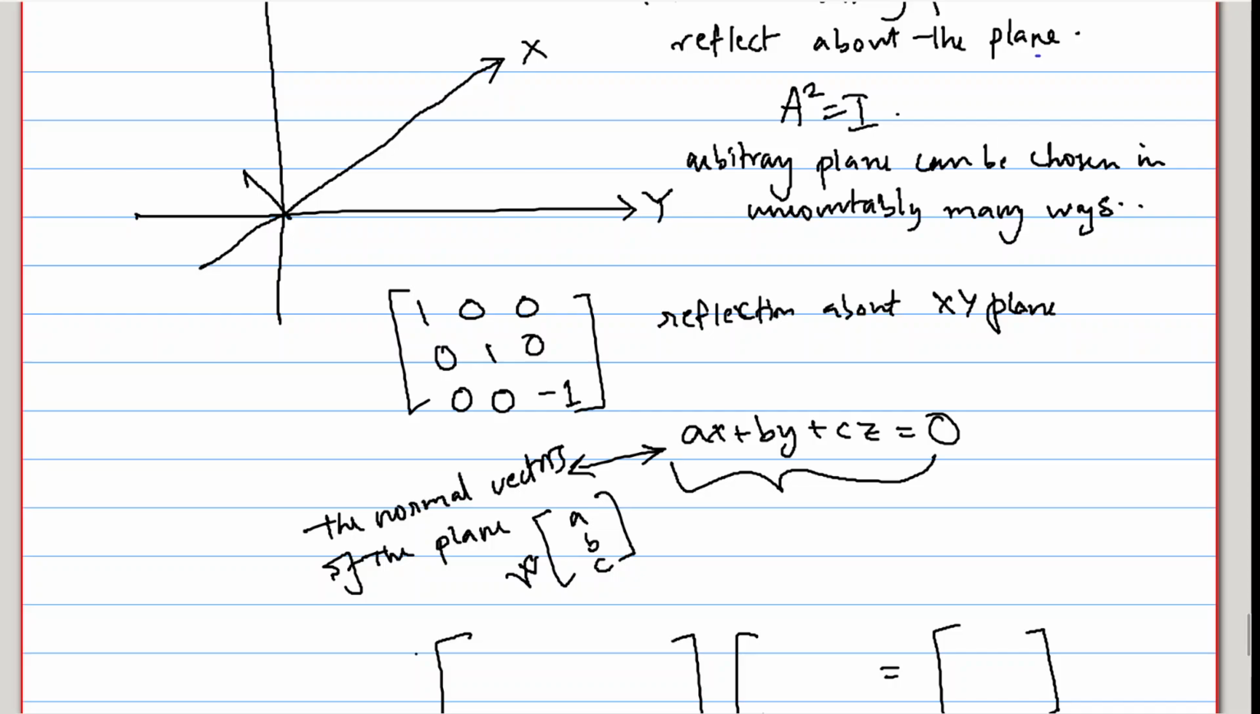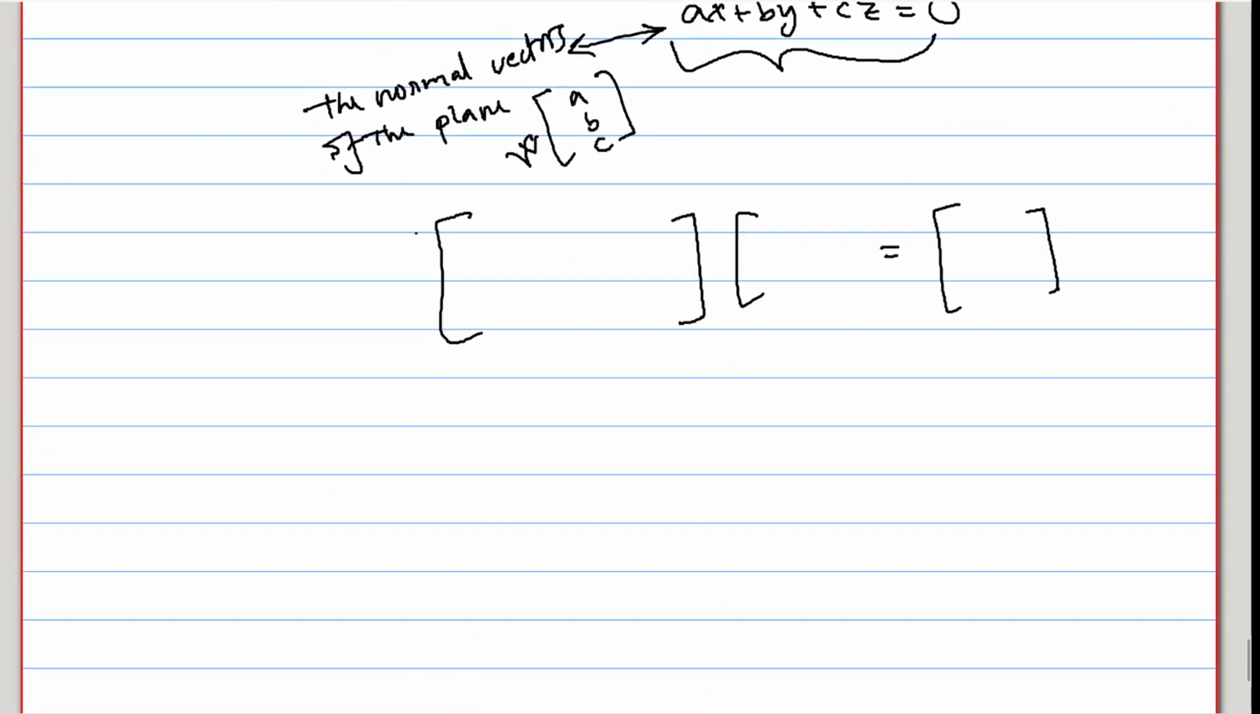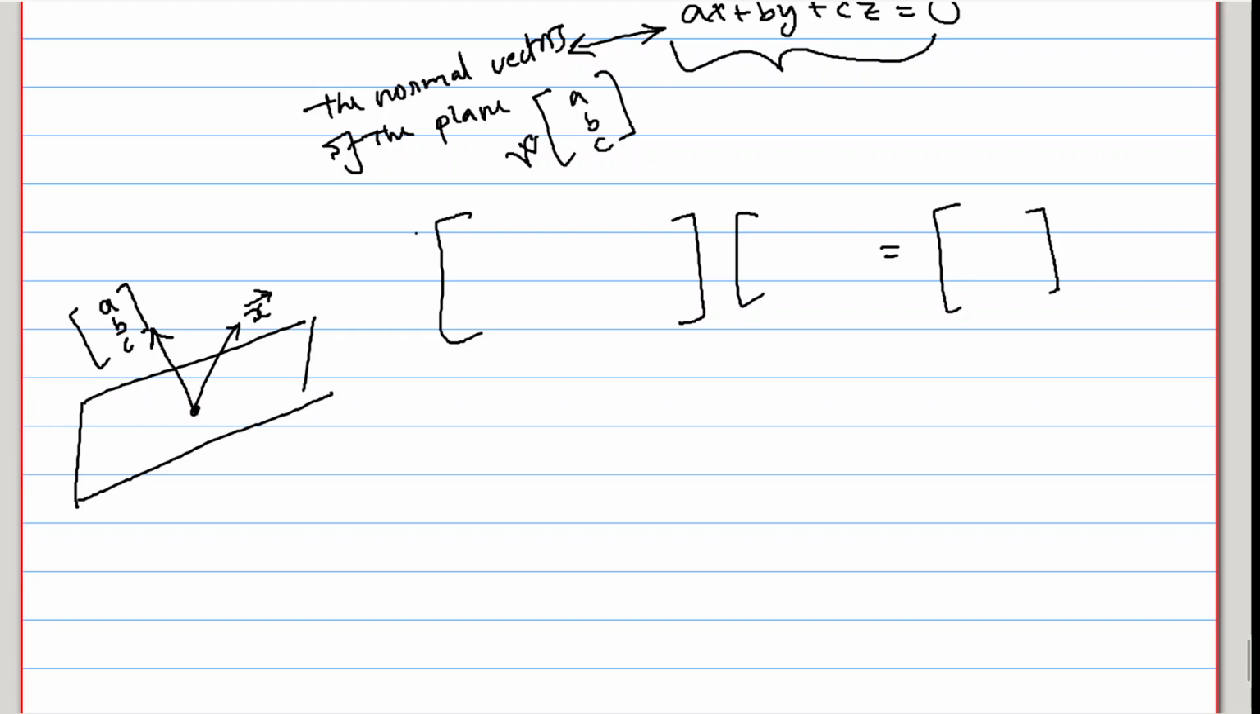So look at a plane, look at the perpendicular. I'll just draw this. Suppose this is an arbitrary plane, and this is the origin. You have some vector, and this is the normal vector, which is nothing but (a, b, c). What do we want? We want the reflection about the plane. This is the reflection that we want. How would you obtain that?